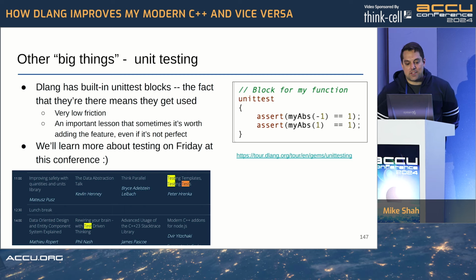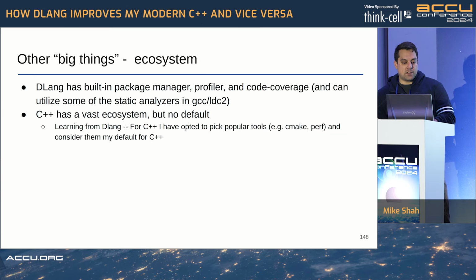There's other little things too. D has built-in unit test blocks, just these little tools. It's not a very high-powered system. You can build on top of it using some introspective capabilities, but having low-friction features is something interesting to consider in the C++ language. There's going to be some more testing talks again on Friday, so maybe we'll learn more. But as far as my C++ goes, I'm just going to grab the most popular tool these days to lower friction if it's not built into the language, which is my takeaway on the ecosystem.